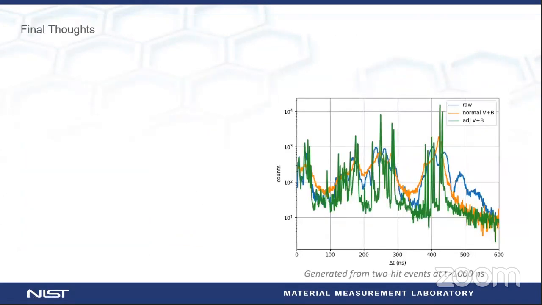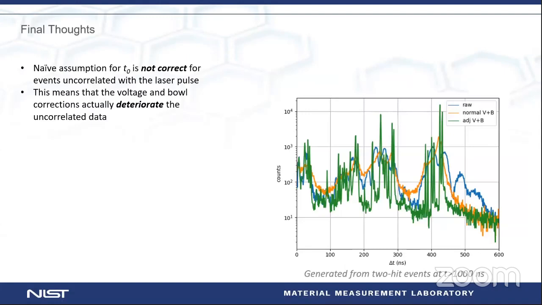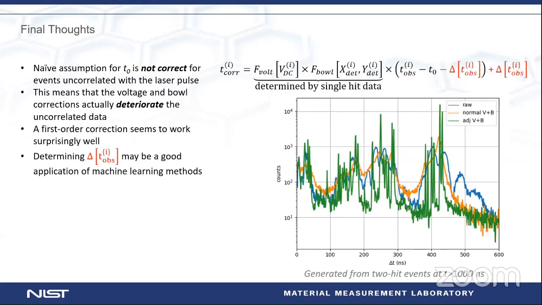So some final thoughts are that the naive assumption for T0 is not correct for these events that are uncorrelated to the laser pulse. And this means that the voltage and bow corrections actually deteriorate the uncorrelated data. A first order correction works surprisingly well. Determining this function delta may actually be a good application of machine learning methods. Right now it has a single free parameter, but the data may support quite a number of free parameters and may improve the correction a bit.